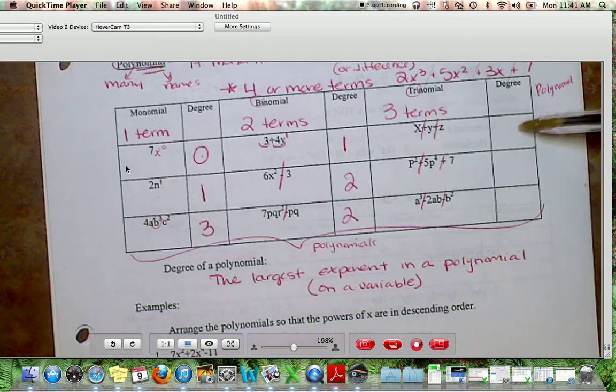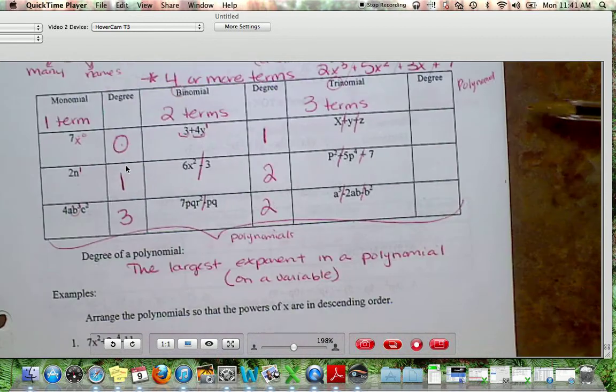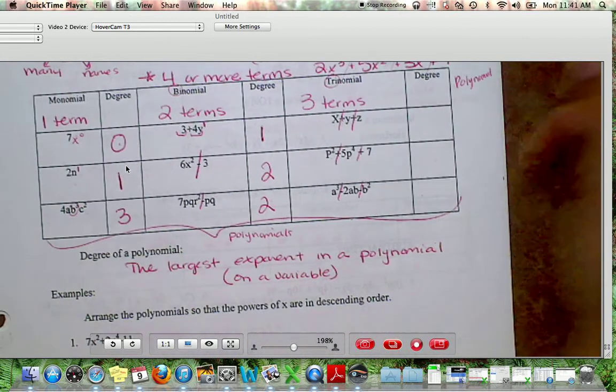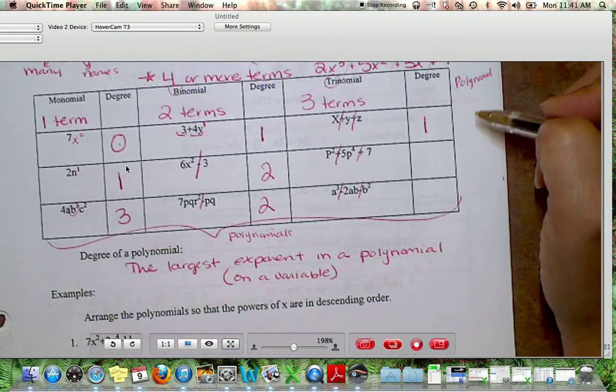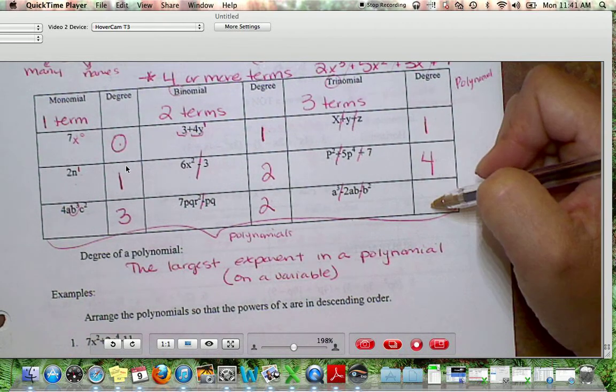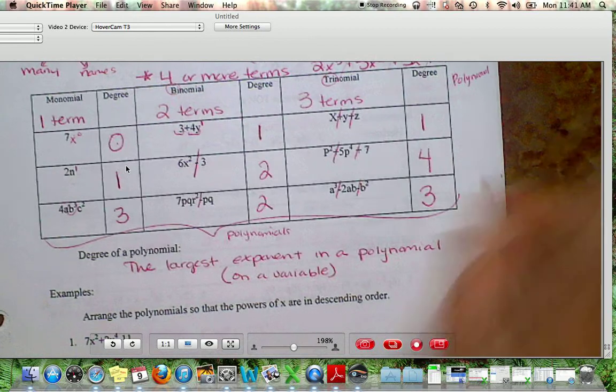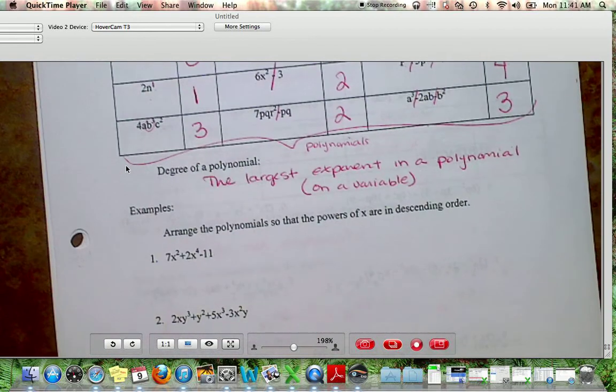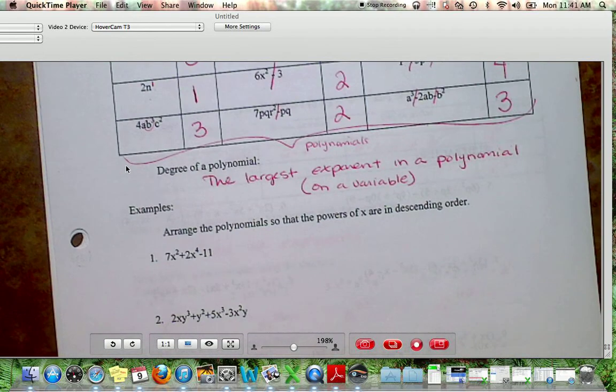So what would these three be? This one would be 1. This one would be 4. And what would this one be? It would be 3. Okay? Very, very simple to identify the degree, the largest exponent.